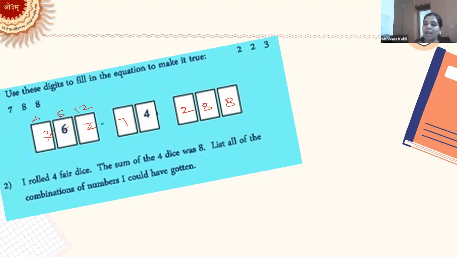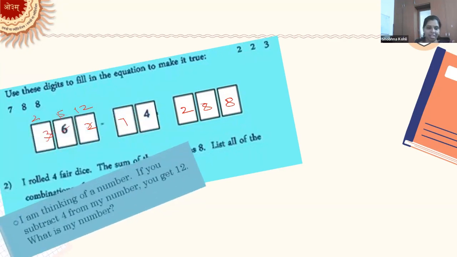Now the next question is: I rolled 4 dice. The sum of the 4 dice was 8. List all of the combinations of numbers I could have gotten. This you can give as a small activity and ask them to find out what combinations you can get where the sum is 8. There are 4 dice, right? So you let them work on that. You can give it as homework or as an activity.